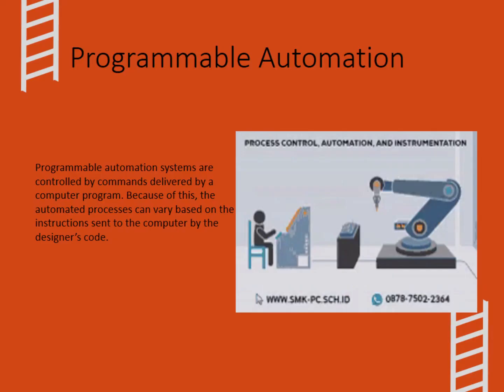Programmable automation gives manufacturers more flexibility. Instead of physically changing equipment, you can simply reprogram it to do something new. This type is perfect for batch production, where the product changes from time to time.